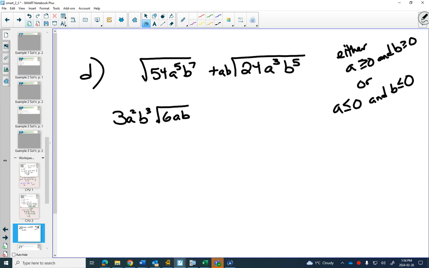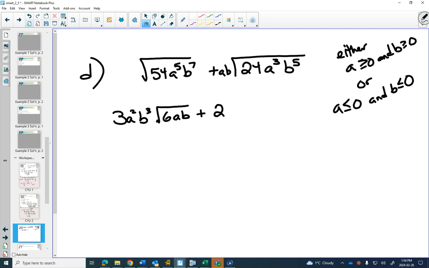If you put this back inside a square root, you see that you would have b to the 6, plus 1 more b gives me b to the 7. An a squared in a square root would have to be an a to the 4, and a to the 4 times a gives me a to the 5. The 3 inside a square root would be square root of 9. Square root of 9 times square root of 6 is 54. And then I would have plus 24.